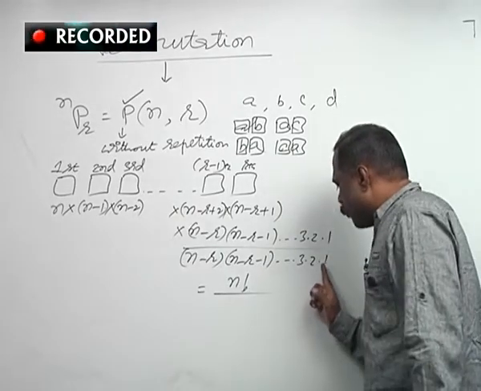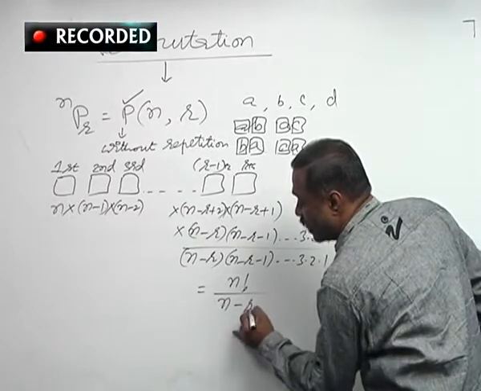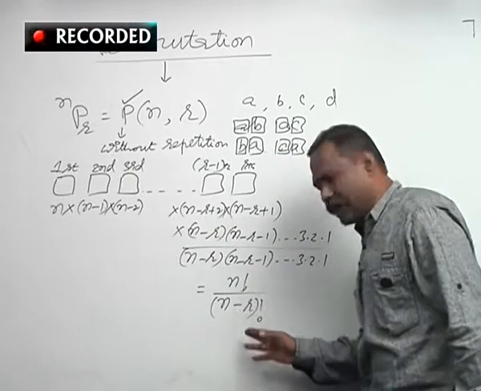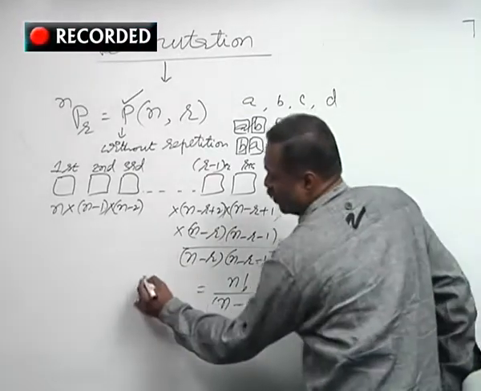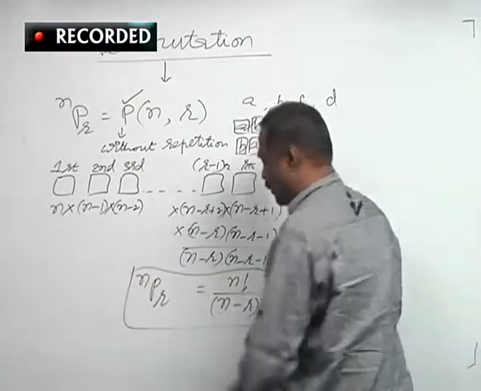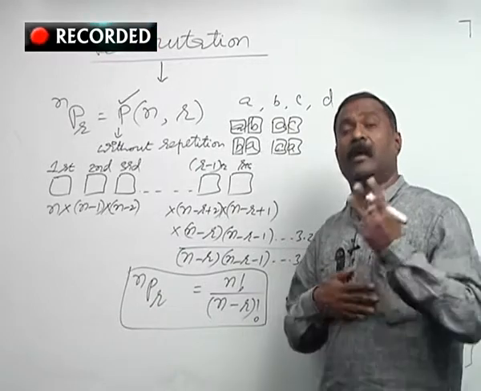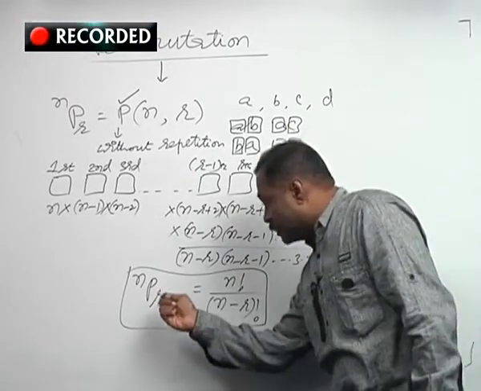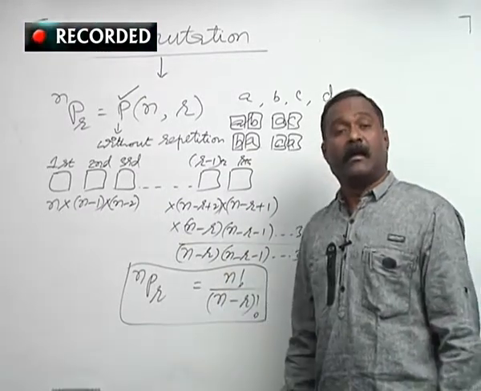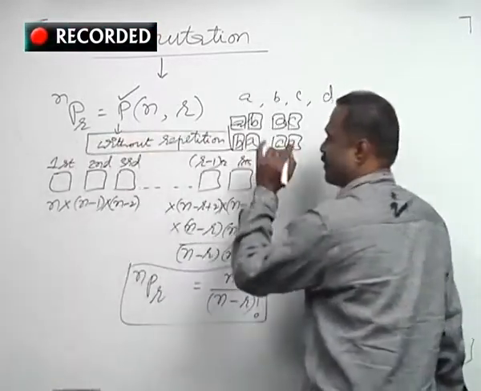Now, if you see this one, 1, 2, 3, so on, n minus r, it is also a consecutive product of n minus r numbers. It is nothing but n minus r factorial. So understand, the formula for permutation nPr is nothing but n factorial upon n minus r factorial. For our convenience, using the principle of counting, we have derived the formula for nPr as n factorial upon n minus r factorial. This is without repetition, please.